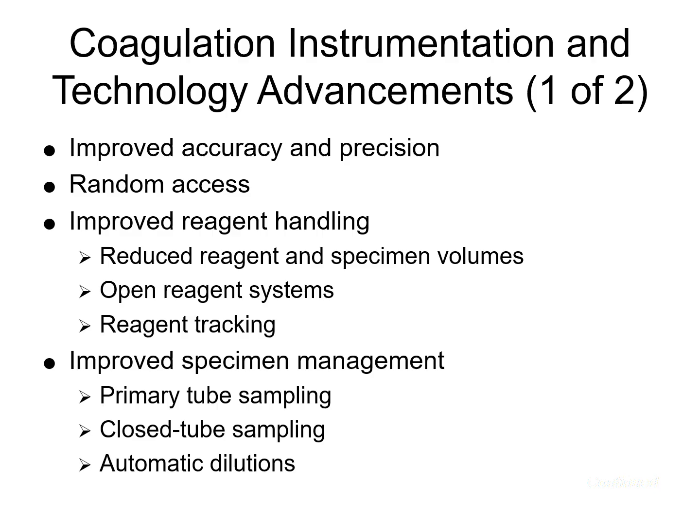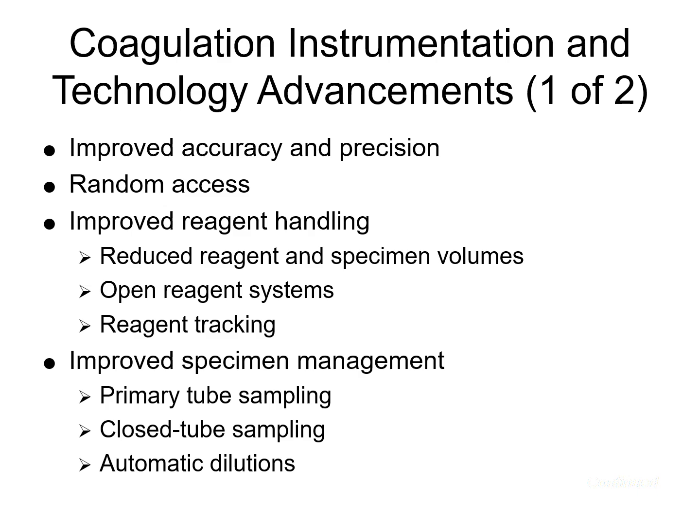For reagent tracking, we have automated tracking systems that monitor reagent lot numbers, expiration dates, and usage. It ensures quality control and traceability in the testing as well. For improved specimen management, we have enhanced sample handling systems to reduce errors and improve workflow. We have primary tube sampling, so the automated instruments can sample directly from the patient's original blood collection tube, which reduces sample transfers and potential contamination.